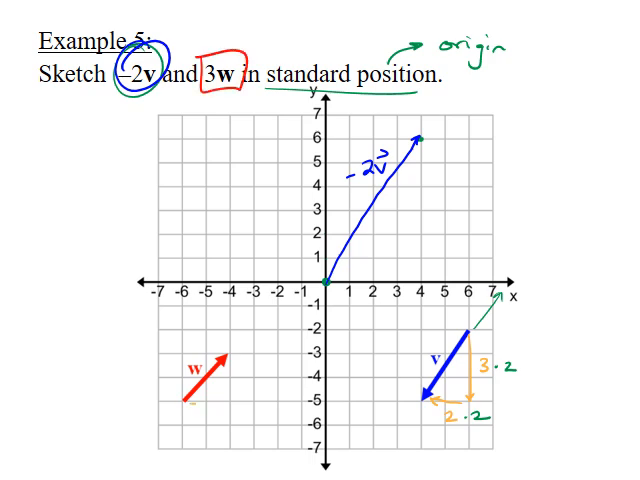All right, now let's do 3W. Same thing. Here I go right 2, up 2. So my multiple is 3, so I multiply each of these by 3. So I'm going to start here. I'm going to go up 6 units, to the right 6 units. So this will be my terminal point. This gives me 3W.